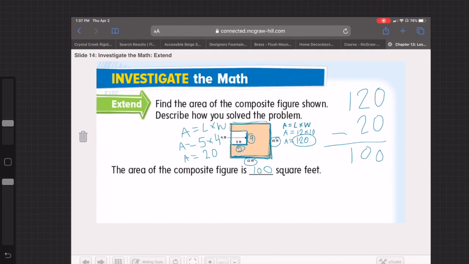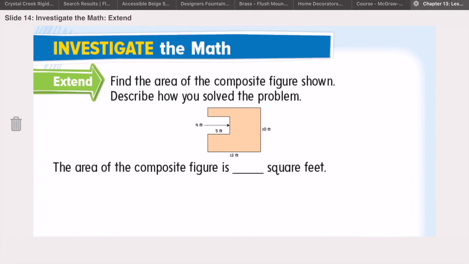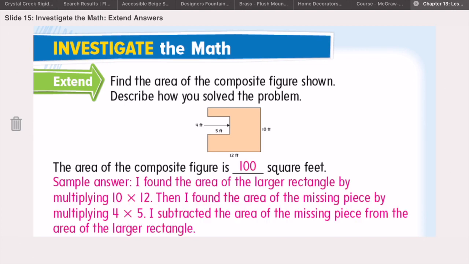Let's check our work over here. 100 is correct. Okay? And they described it the same way that I just did. Sample answer. I found the area of the larger rectangle by multiplying 10 times 12. Then I found the area of the missing piece by multiplying 4 times 5. I subtracted the area of the missing piece from the area of the larger rectangle. So sometimes that's just a quicker way to solve these kind of problems.